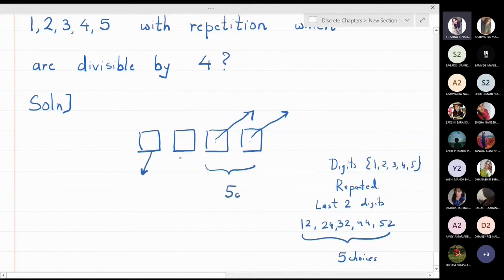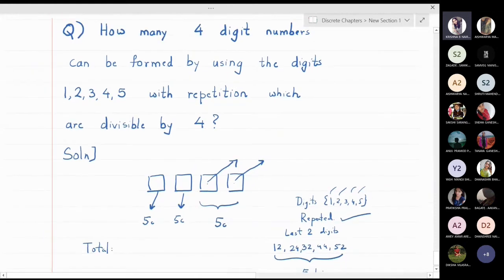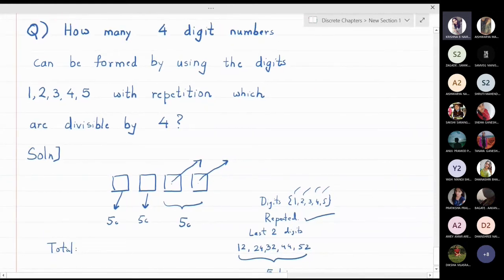What about the number in the first box? You can choose any one digit amongst these five numbers because repetition is allowed. So here you have five choices, and in the second digit also, you can choose any one number from 1 to 5. So here also you have five choices. So the total number of ways to have a 4-digit number divisible by 4, using the digits 1, 2, 3, 4, 5, is given by 125. Okay.